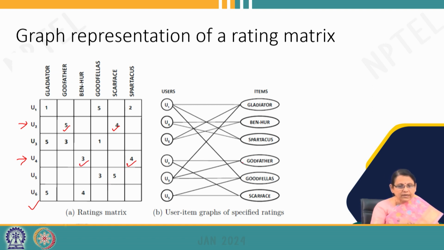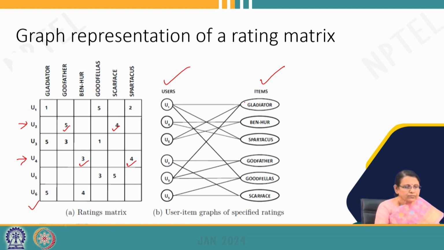But when you represent it in the form of a graph, how do we make this? This is a user-item bipartite graph. So, how do we make this graph? This side you have users, this side you have items, and if any user rates any item, you have a link, otherwise you do not have a link.